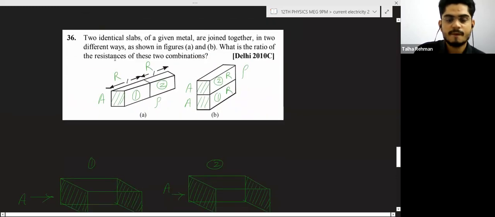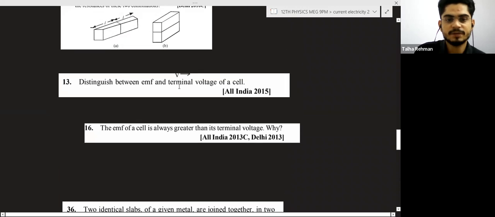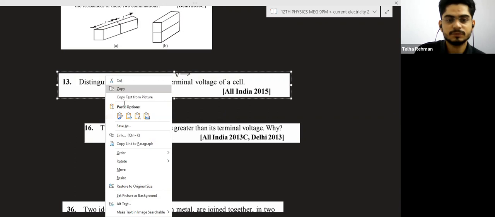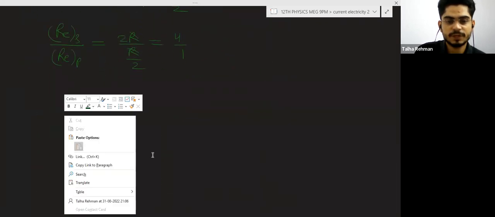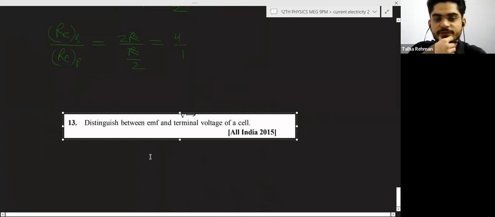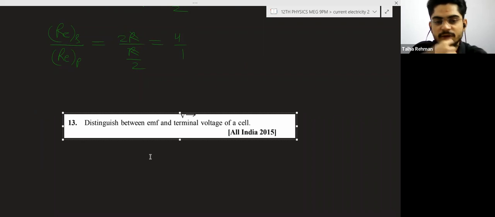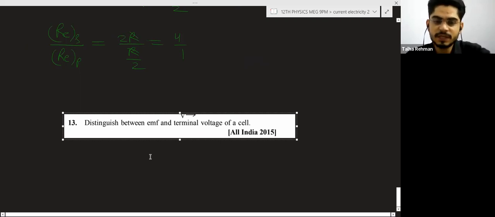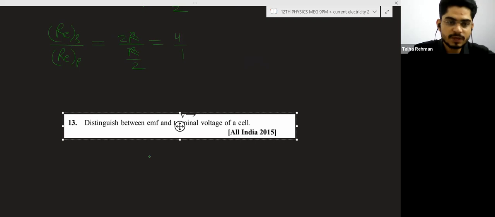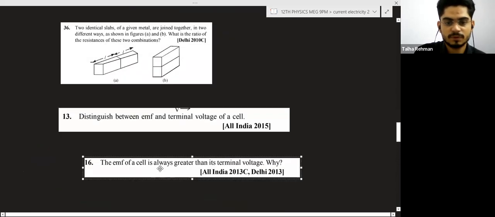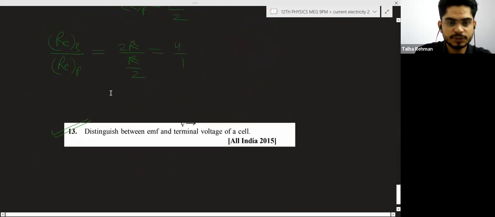So just now I am taking this question, question number 13. Question number 13 is distinguish between the EMF and the terminal voltage of a cell. So what is EMF? EMF is the maximum potential difference, or you can say the potential difference in open circuit is EMF, and terminal voltage is the potential difference in the closed circuit. So this question you can solve by yourself. You can check your notes. This question is a little bit good question, I will say.